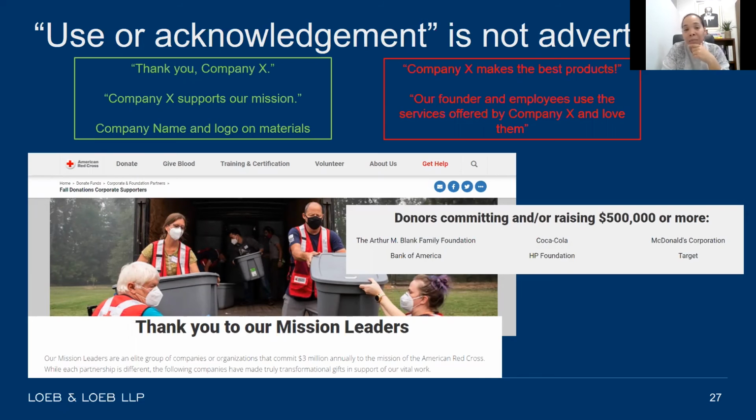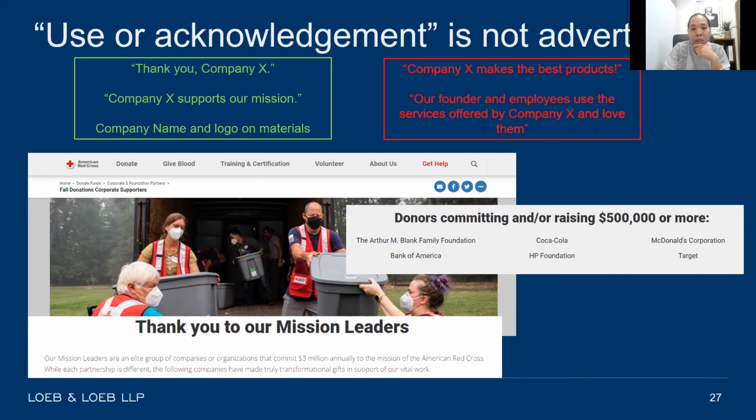So the things in the statements in the red box: Company X makes the best products, eat at this restaurant, our founder and employees use these services all the time and we love them. Those types of things you're going to find charities pushing back on in negotiations because, again, that's advertising. That would require them to treat some, maybe not all, but at least some of the sponsorship payment as taxable, and they don't want to.